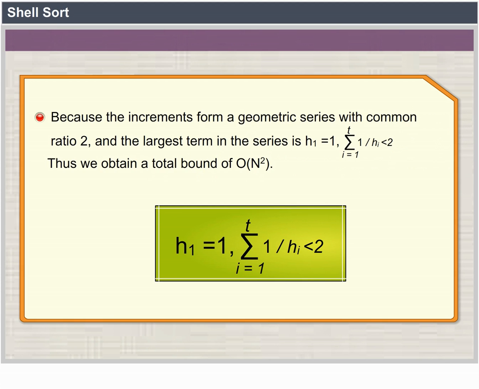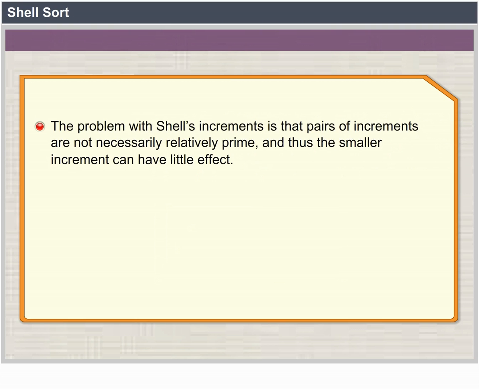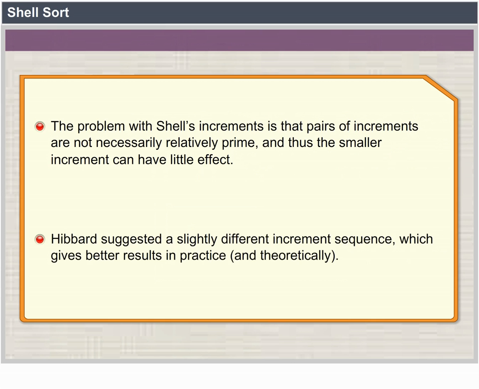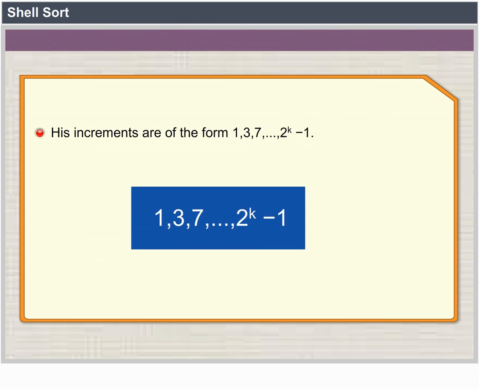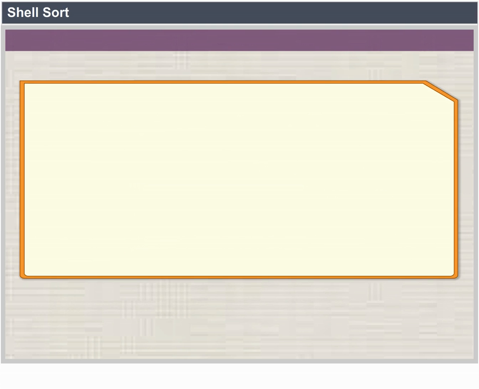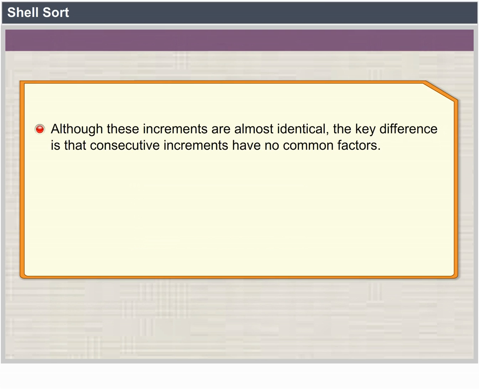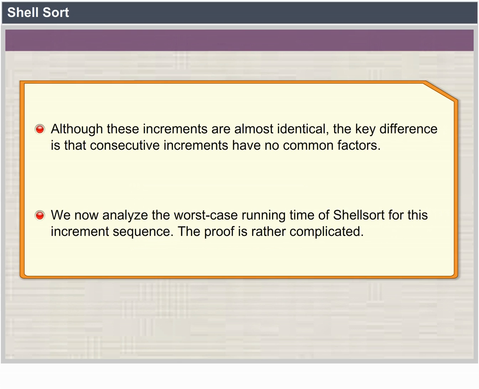The problem with Shell's increments is that pairs of increments are not necessarily relatively prime, and thus the smaller increment can have little effect. Hibbard suggests a slightly different increment sequence which gives better results in practice and theoretically. His increments are of the form 1, 3, 7, up to 2^k-1. Although these increments are almost identical, the key difference is that consecutive increments have no common factors. We now analyze the worst case running time of shell sort for this increment sequence. The proof is rather complicated.